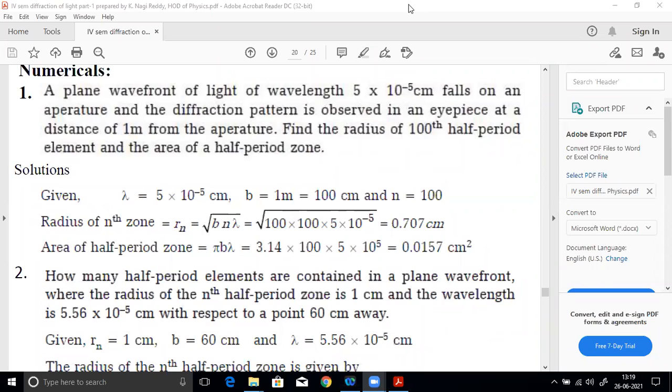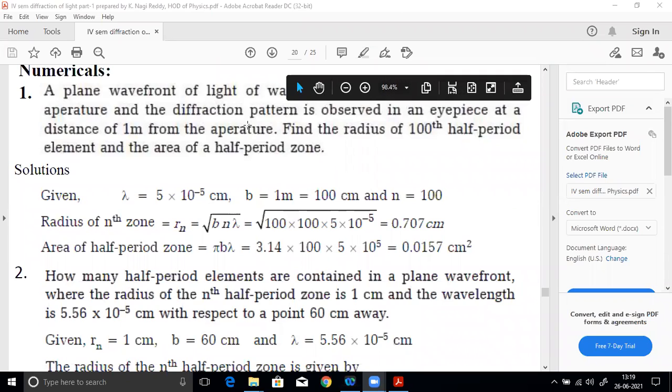falls on an aperture. Just to read the problem: the distance of the point is 1 meter from the aperture. Then find the radius of the 100th half-period element and the area of the half-period zone. Lambda is given to be 5 into 10 to the power of minus 5.